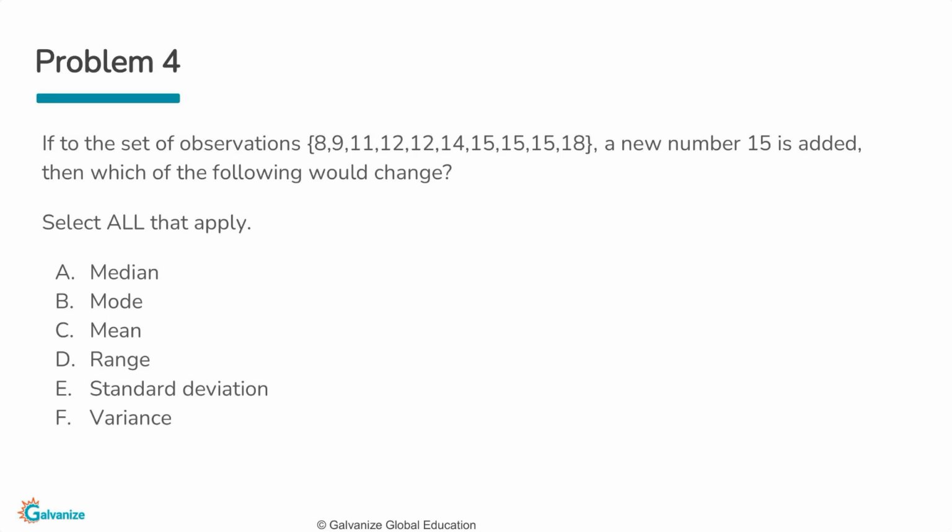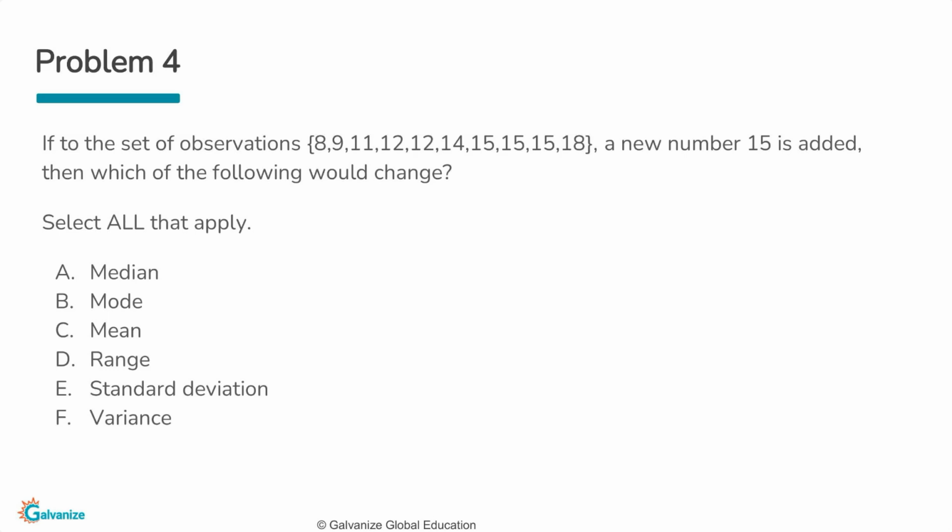Now let's look at this problem. 15 is added, then which of the following would change? If you look at it, 8, 9, 11, this is a sorted data set, right? So 15 would be added before 18. Already the mode is 15. Now when you add one more 15, the mode will still remain the same. Clear? So the mode is not going to change.